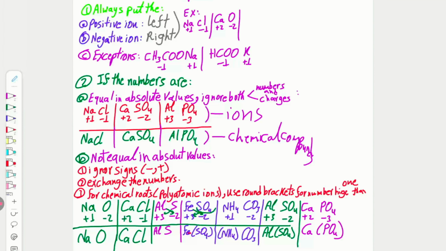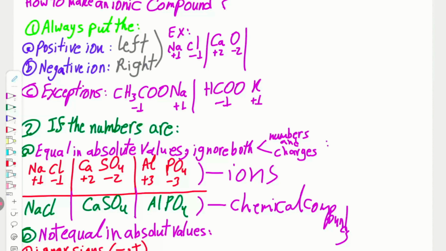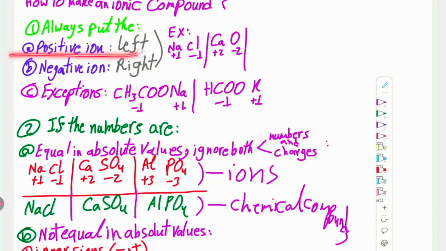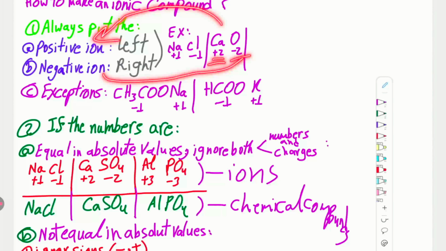We have here three main steps. Let's go through them. Step number 1: always put the positive ions, or the cations as we called them before, on the left, while the anions, which are the negative ions, go on the right. For example, we have sodium chloride, Na+, so the positive is on the left and the negative, which is the chloride, on the right. As here we have calcium, the positive, and the negative goes right.